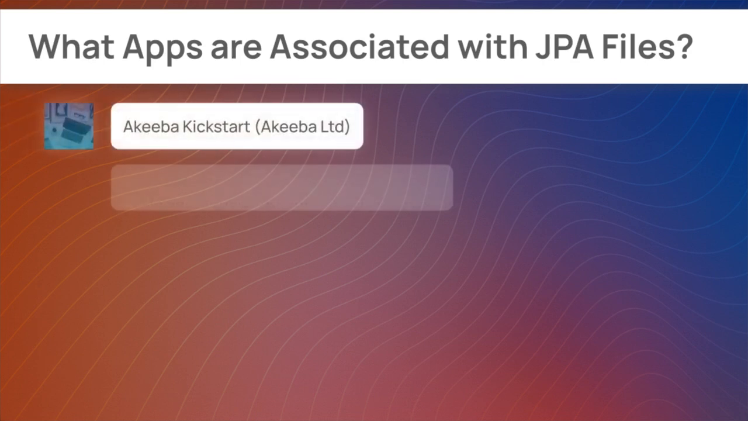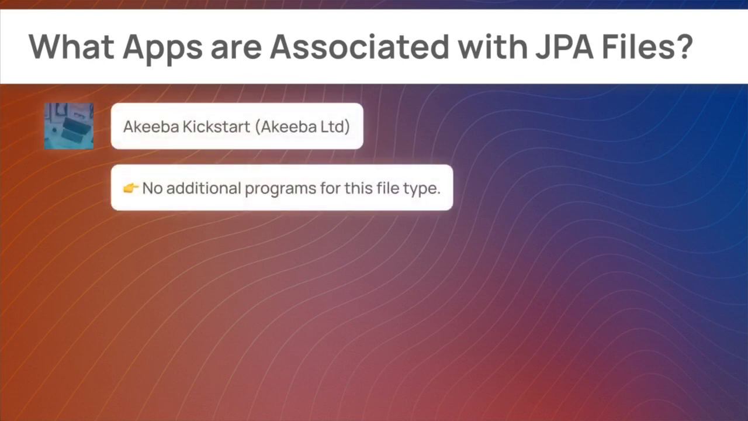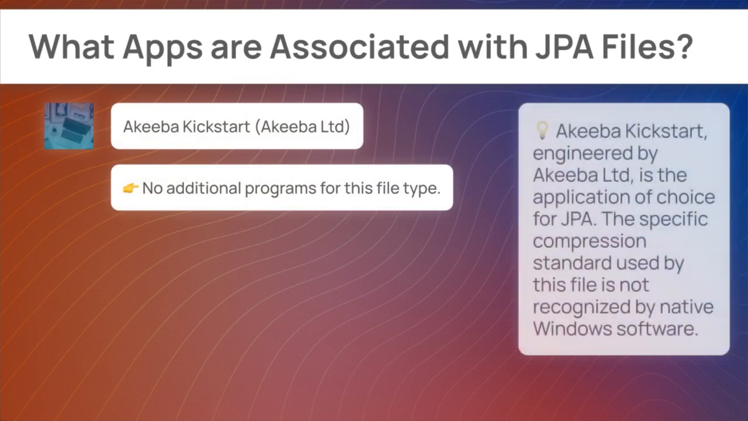The source application for JPA is frequently listed as Akeeba Kickstart from Akeeba Ltd. Windows cannot fully extract this archive type, requiring dedicated extraction software. Windows does not display meaningful previews, so proper reading depends on a matching backup utility.